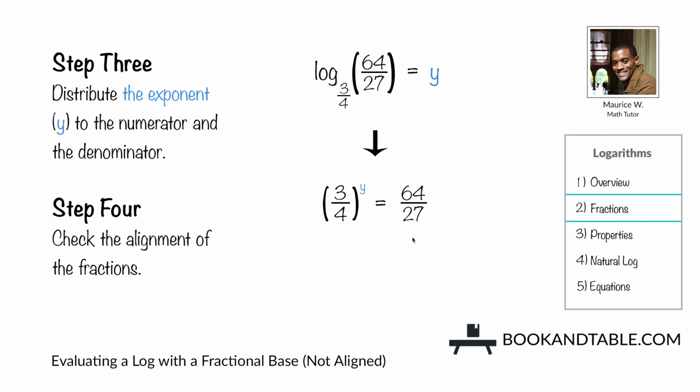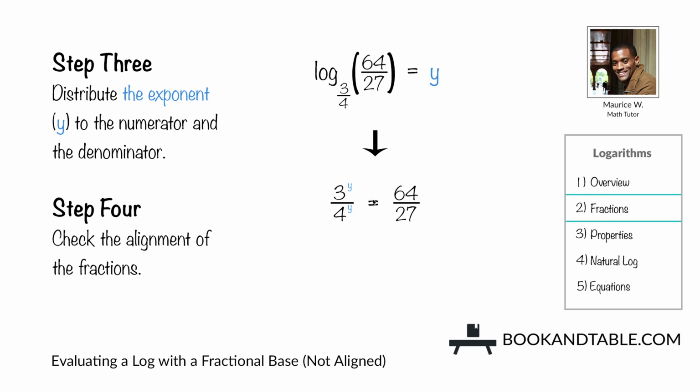And now step 3, we want to distribute the exponent y to the numerator and the denominator, giving us 3 to a power of y over 4 to a power of y is equal to 64/27. And now we want to check the alignment of the fractions. So you may notice that steps 1 through 4 are the same. So if the base is a fraction, the first 4 steps will remain the same.